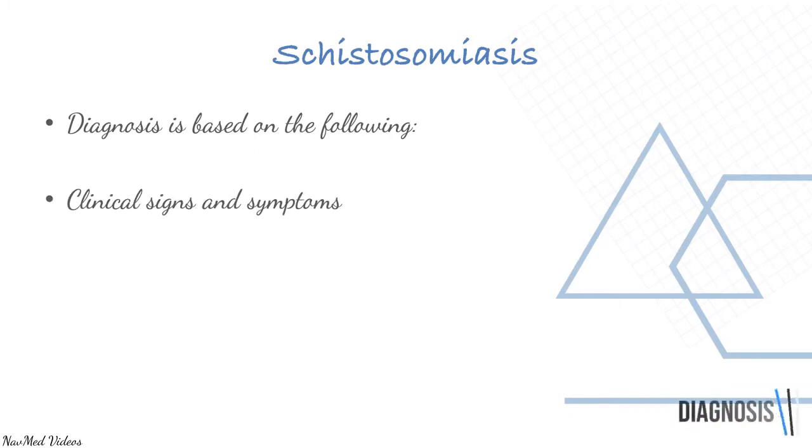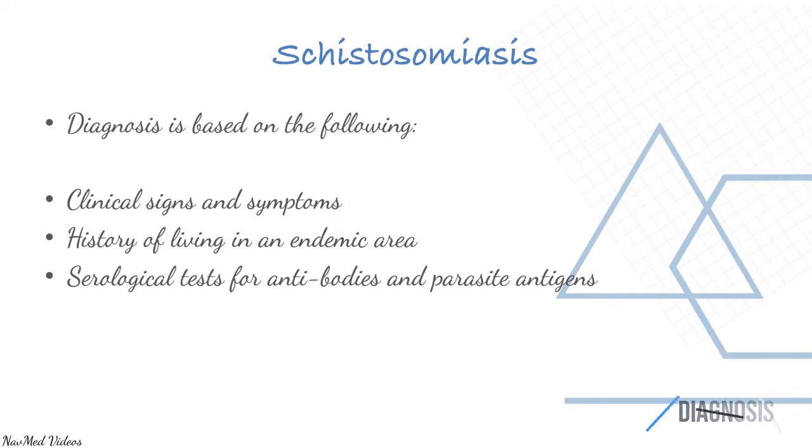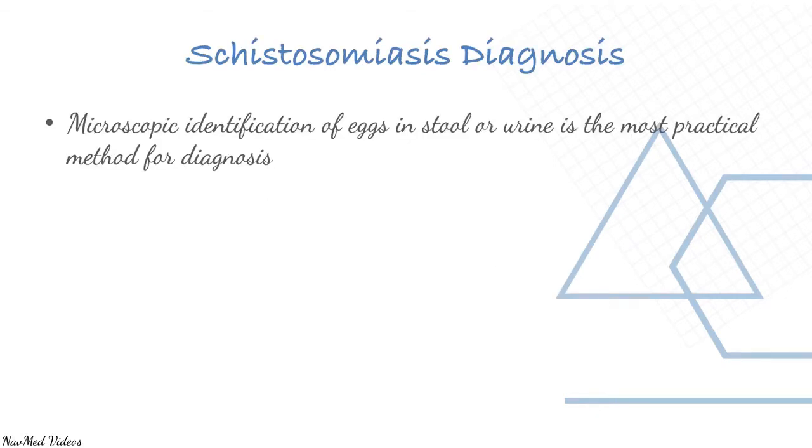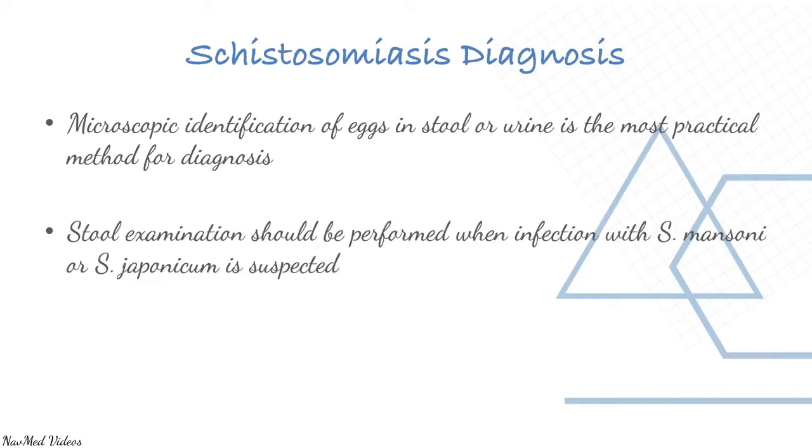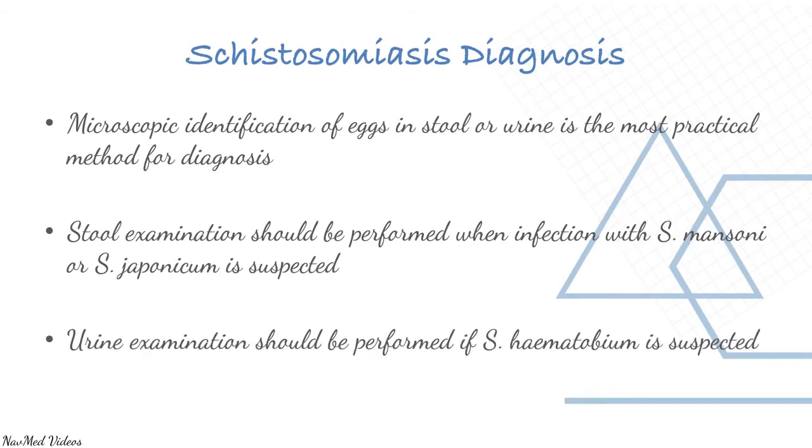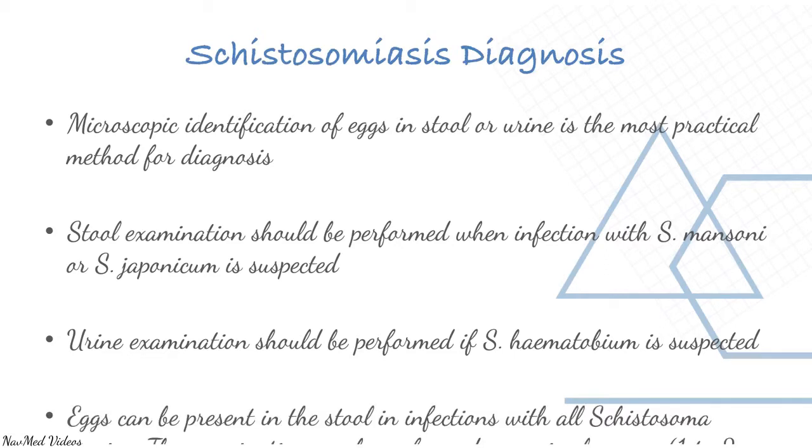Diagnosis is based on the following: clinical signs and symptoms, history of living in an endemic area, serological tests for antibodies and parasite antigens, finding the characteristic eggs. Microscopic identification of eggs in stool or urine is the most practical method for diagnosis. Stool examination should be performed when infection with Schistosoma mansoni or Schistosoma japonicum is suspected. Urine examination should be performed if Schistosoma haematobium is suspected. Eggs can be present in the stool in infections with all Schistosoma species.